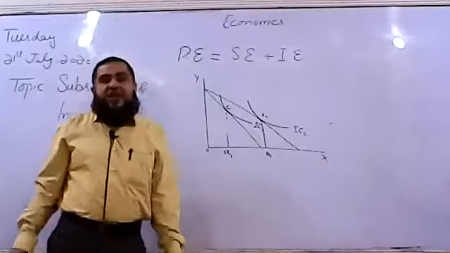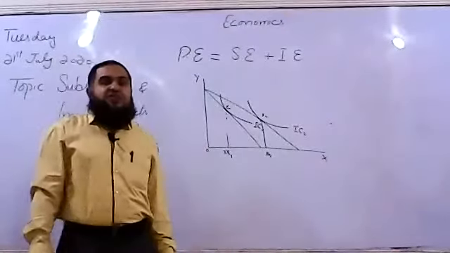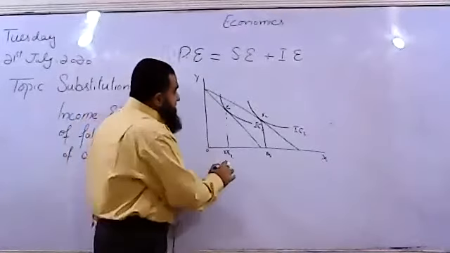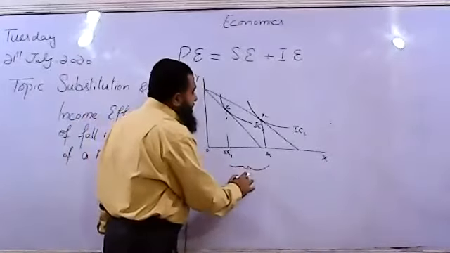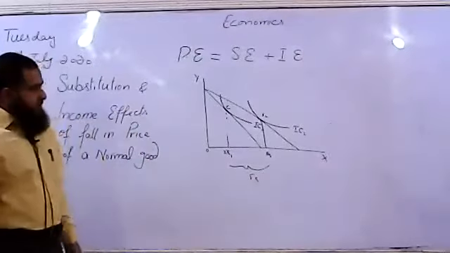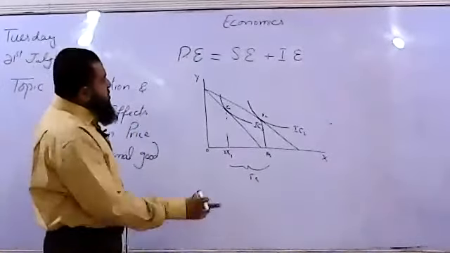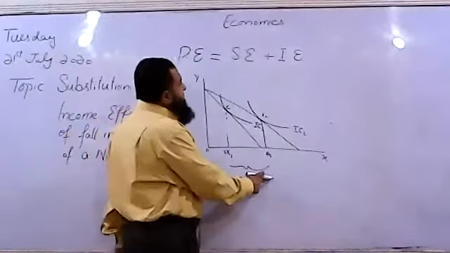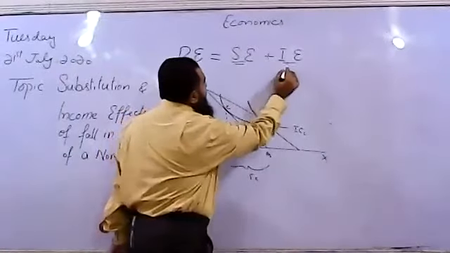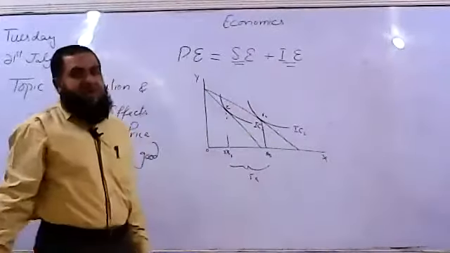This is the total effect. He is increasing the consumption of commodity X by 5 units. 5 units, that is the total effect of the fall in price of commodity X. Now we will divide this total effect of fall in price into 2 effects. One is the substitution effect, another is the income effect.